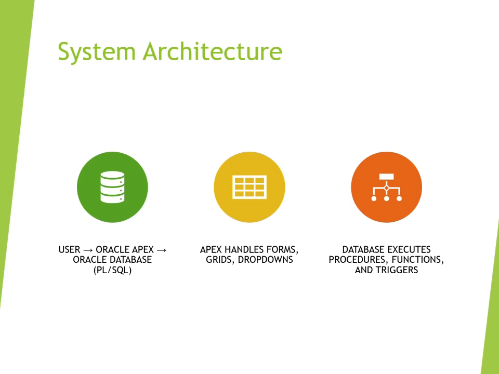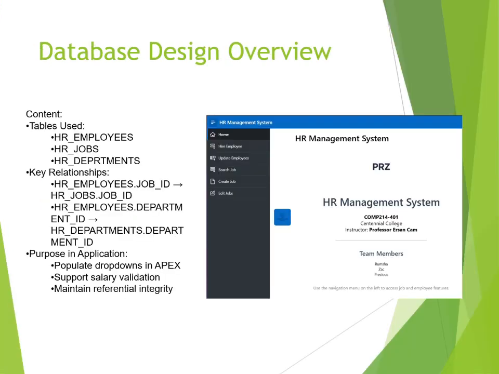The architecture comprises 3 layers: the user interface built in Oracle Apex, the database layer in Oracle Database, and the PL/SQL codebase that processes business logic. The Apex frontend communicates directly with the Oracle Database, eliminating the need for a separate application server. The system is based on the HR schema, utilizing tables such as HR employees, HR jobs, and HR departments. The relational design supports drop-down list population, referential integrity, and validation checks across modules.